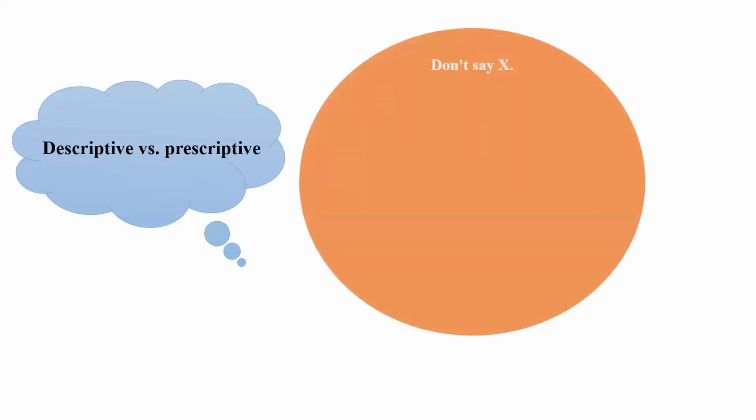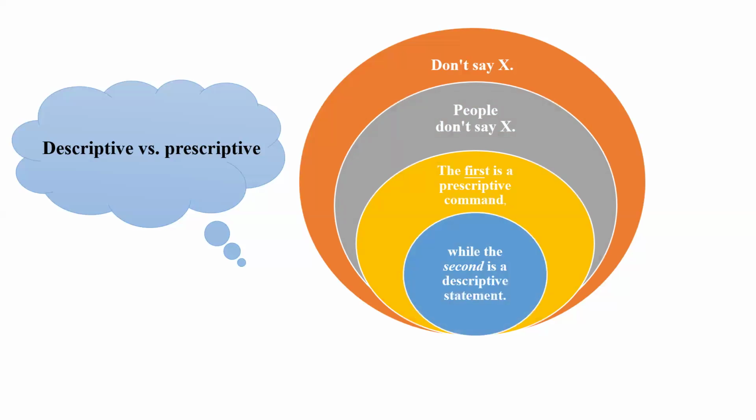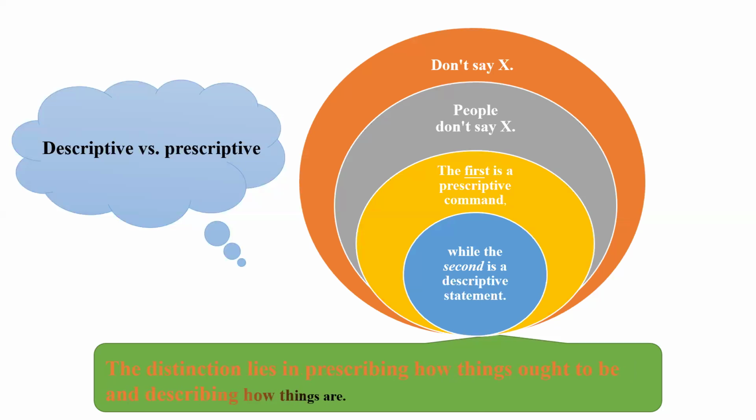Descriptive versus prescriptive. Don't say X. But now you can say X because X is Twitter, right? People don't say X, which means ten, or X. The first one is a prescriptive command: Don't say X. But when we say people don't say X, the doer is omitted intentionally. The first is a prescriptive command, while the second is a descriptive statement. So here is the distinction, just an example for that. The distinction lies in describing how things ought to be, and describing how things are.